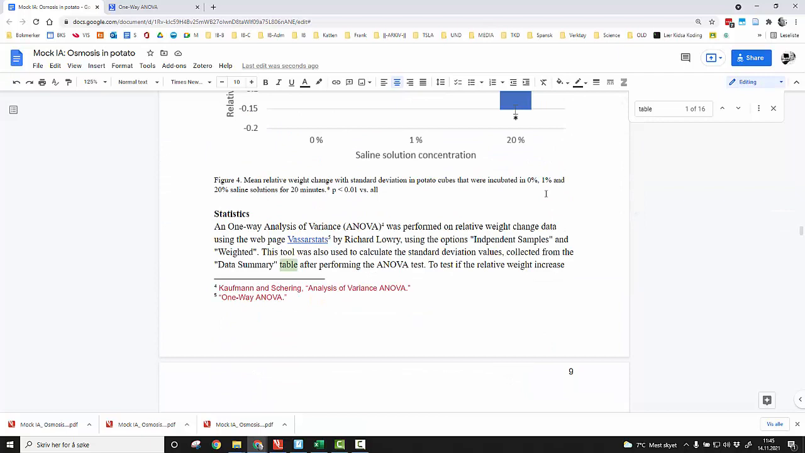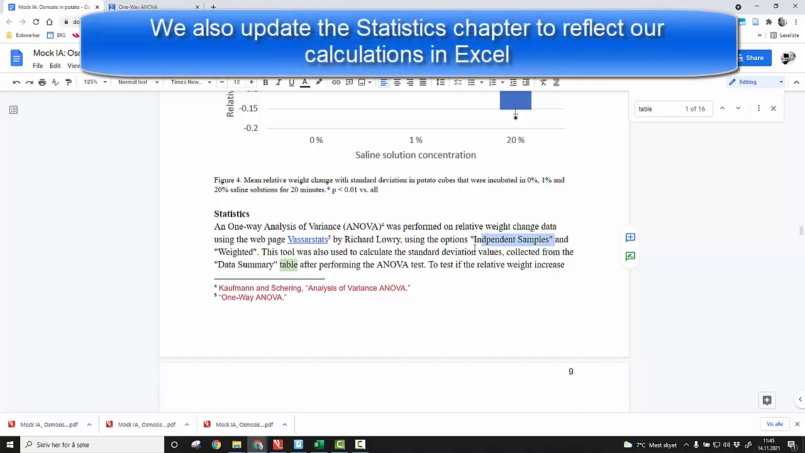And now we come to the statistics chapter. And first we say what test we used, and with a reference, that's good. And then what tool we used, because we didn't do these calculations by hand, so we have to reference this web page and the name, the guy who made it. And then remember we clicked on independent samples and weighted. Those are options that we have to specify.